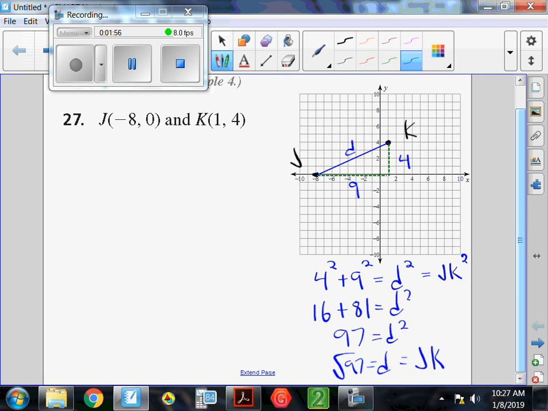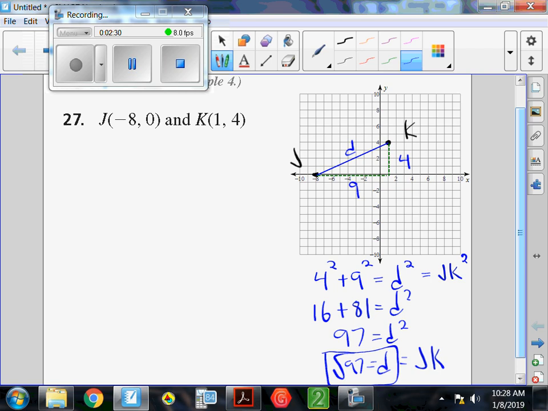97 doesn't divide by 2 or 3. Since it doesn't divide by 2, it doesn't divide by any of the even numbers. 97 doesn't divide by 5 because it doesn't end in a 5 or a 0. I could try 7, but that does not work. 97 divided by something like 13, it does not work. 97 divided by 11 isn't going to work. So 97 does not have any perfect square factors, and so my answer is just the square root of 97.